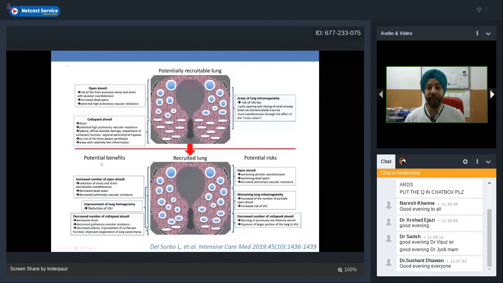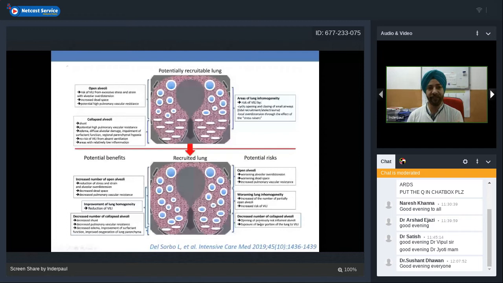The potential benefit of recruitment is that you increase the number of open alveoli, you reduce the dead space, you reduce the pulmonary vascular resistance, you improve the homogeneity of the injury, and you see how well the lungs are open. However, not all are open similarly. Some are small, some are not open. So there is still some heterogeneity which will always be there. The potential risks of doing a recruitment maneuver are worsening of alveolar distension, and opening of these collapsed alveoli might increase the inflammation in the lung that is available.